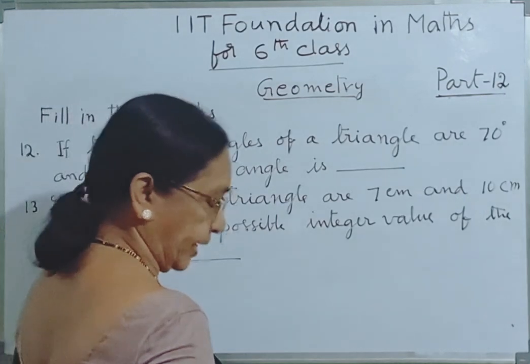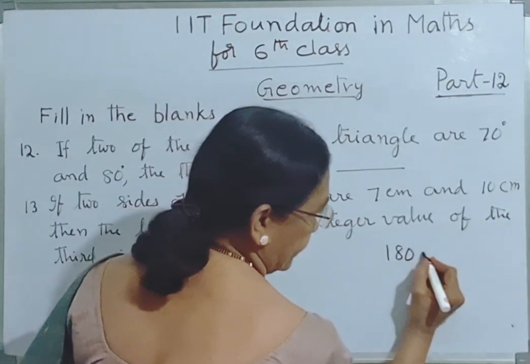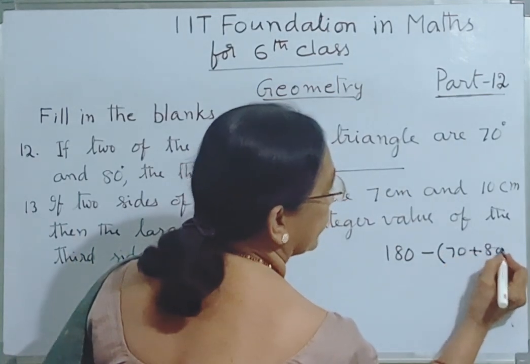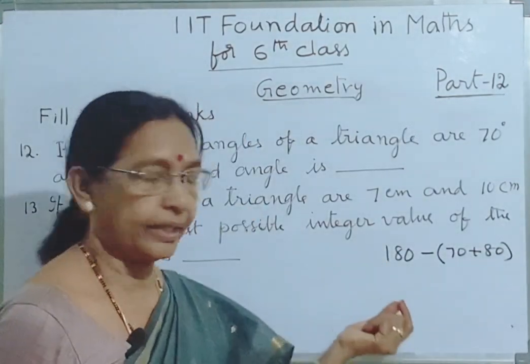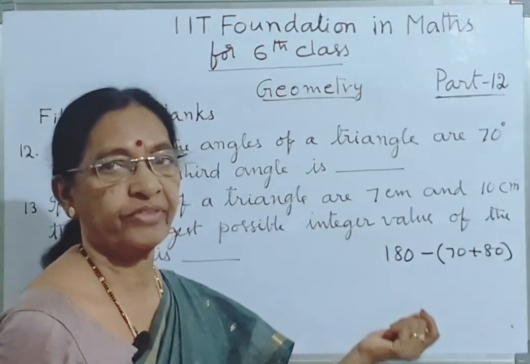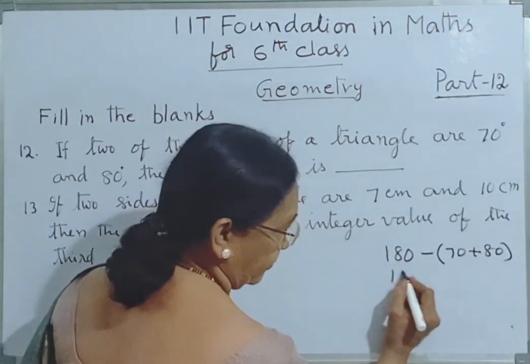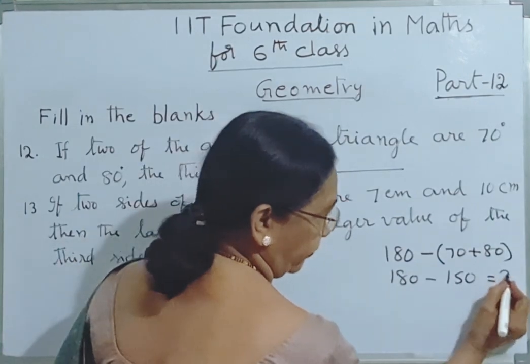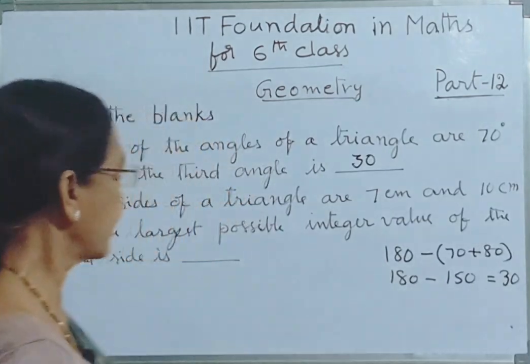Therefore, the third angle is 180 minus the sum of the two angles, 70 plus 80. So, two angles are 70 and 80. The third angle is 180 minus (70 plus 80) because the sum of the three angles of a triangle is 180. Therefore, 70 plus 80 is 150. So, 180 minus 150 is 30. Therefore, the answer is 30 degrees. So, next question.